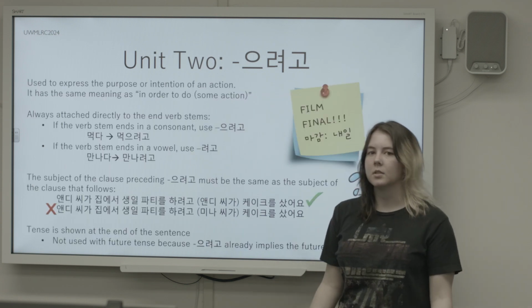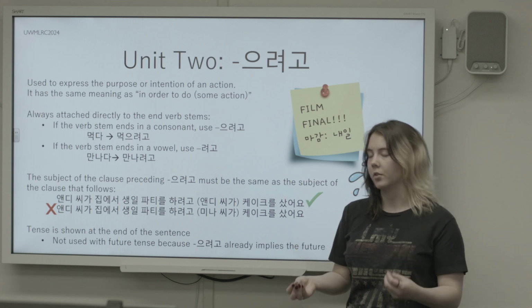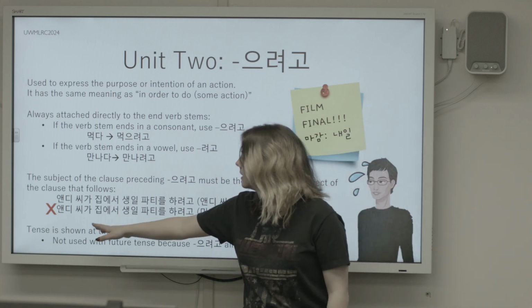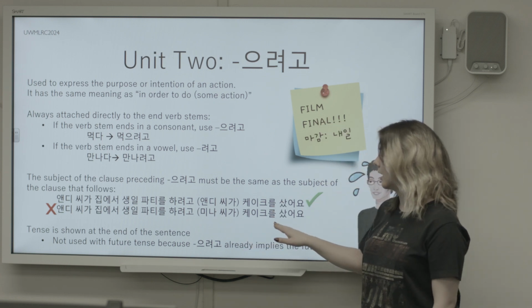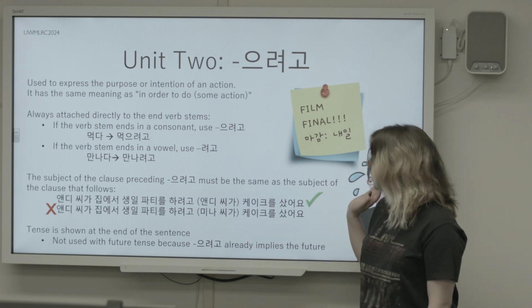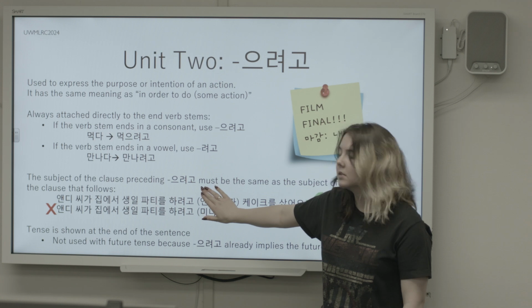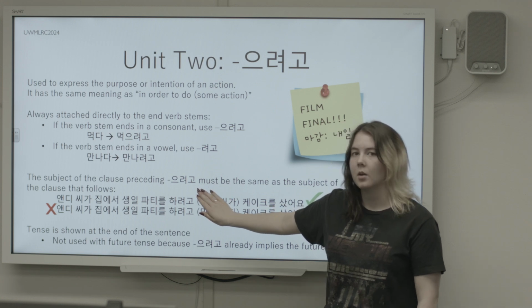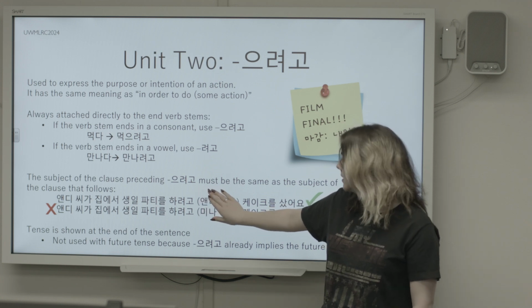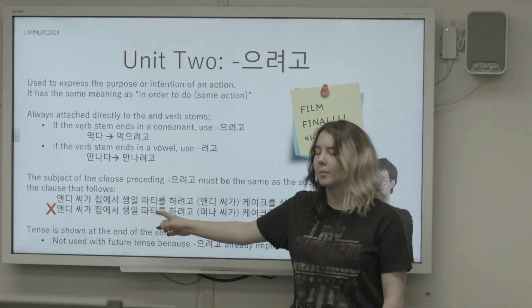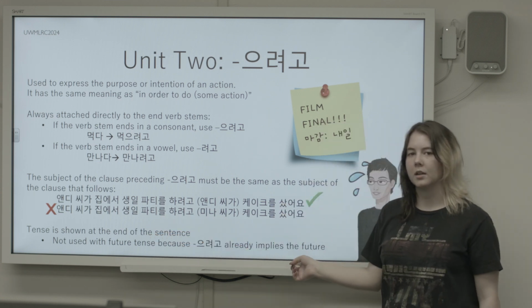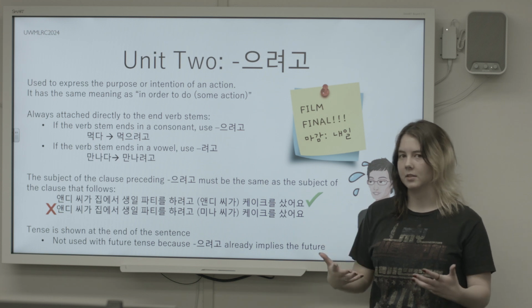If we change the subject and we don't keep it the same all the way through, it will be something like 안디 씨가 집에서 생일 파티를 하려고 미나 씨가 케이크를 샀어요. Now we might drop the subject, we might not need it, but even if it's dropped, you should still have the same subject. You cannot mean that in order to have a party at your house, somebody else got the cake. It needs to have the same subject.